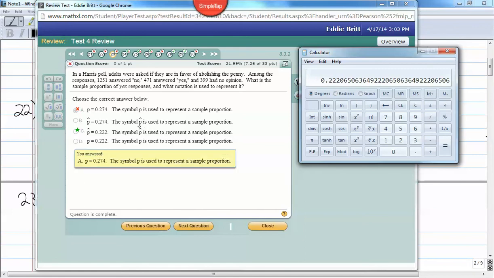And so we use p hat because it is a sample proportion. And 0.222 is the answer. So the answer is C.